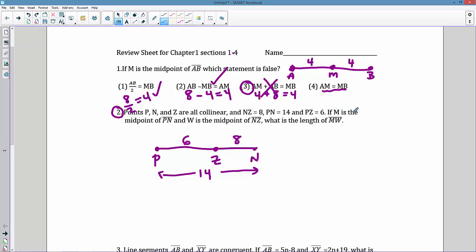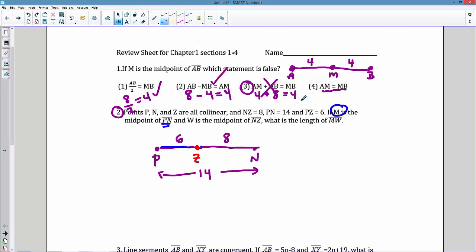Okay, so it says if M is the midpoint of PN, okay. So if M is the midpoint of PN, that's going to have, all right, you know what? Actually, I take it back. Because this problem is so complicated, I'm actually going to change the position of Z to make it a little more accurate. So I'm going to move Z here because that looks more like 6 and 8, right? That looks longer than 6. Maybe I made it too far to the left, but that's okay.